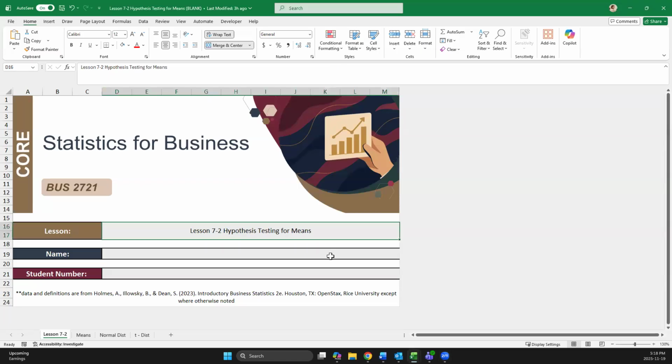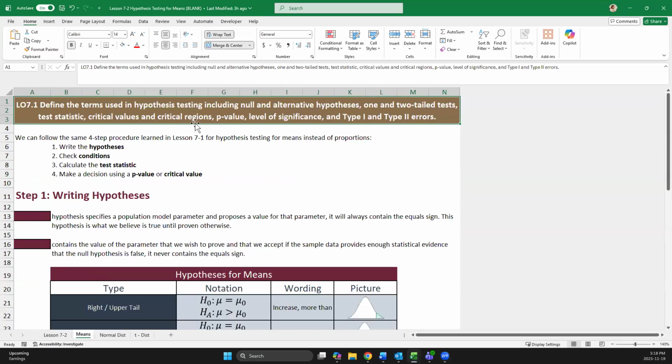This is the last lesson in the course, Lesson 7.2, Hypothesis Testing for Means. In this lesson, we're going to build on Lesson 7.1, where we learned about the hypothesis testing procedure for proportions, and now just talk about how it's different for means. The overall basic procedure is still 4 steps that are the same, whether you're testing for means or proportions.